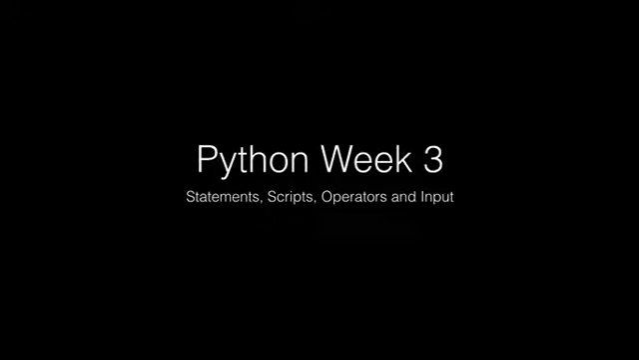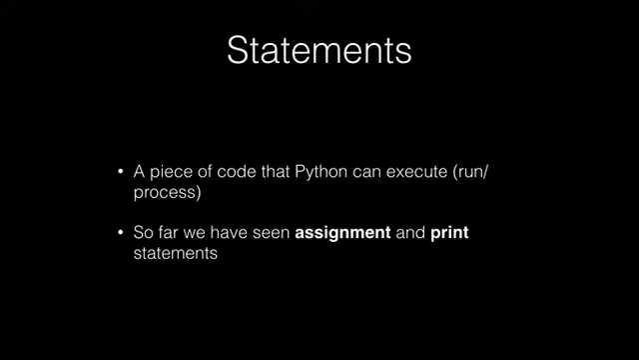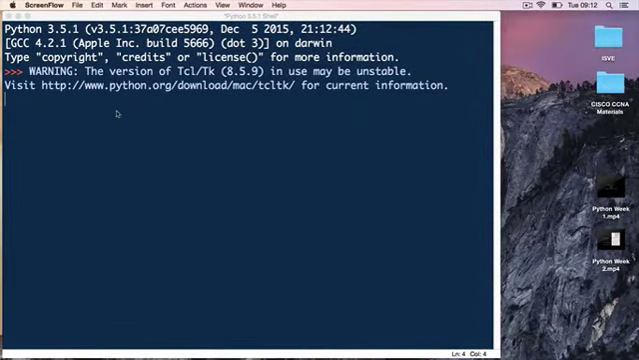In this lesson we're going to look at statements, scripts, operators, and input. So first, what is a statement? A statement is a piece of code that Python can execute. Execute just means to run or process or calculate. For example, a statement that we've seen so far is 10 plus 10. When we press enter or return, Python executes that, or runs it, and gives us the outcome.